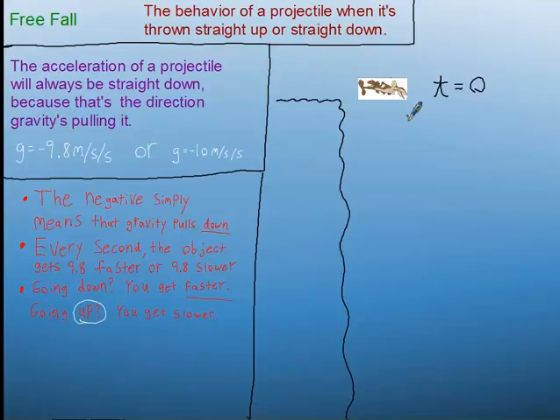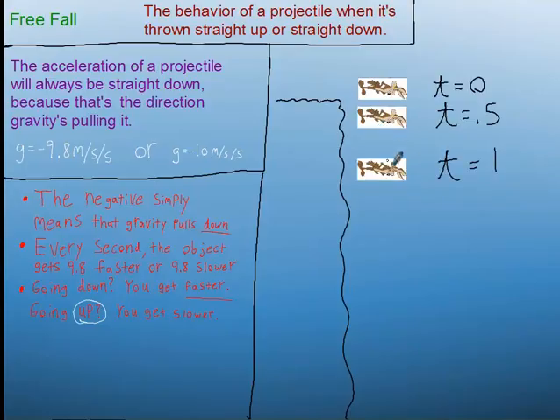So when time is equal to 0, the camera takes its first photograph, and he's at the top of the cliff. At 0.5 seconds, he hasn't actually fallen very far because he hasn't had a lot of time to speed up very much. So he's actually quite close to the top of the cliff still after half a second. At 1 second, you can probably start to see that he's beginning to pick up speed, and he's traveling a greater distance in the same amount of time as before.